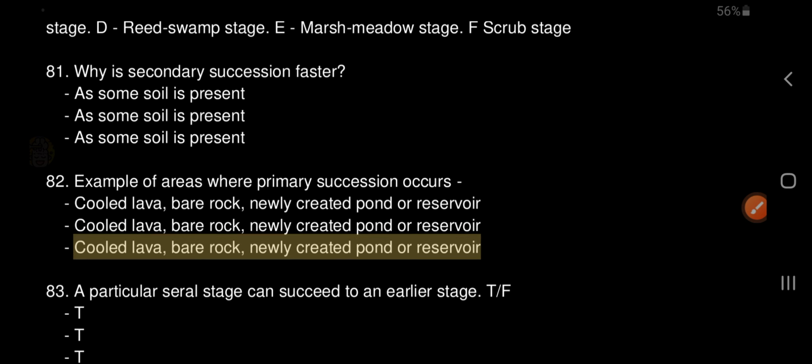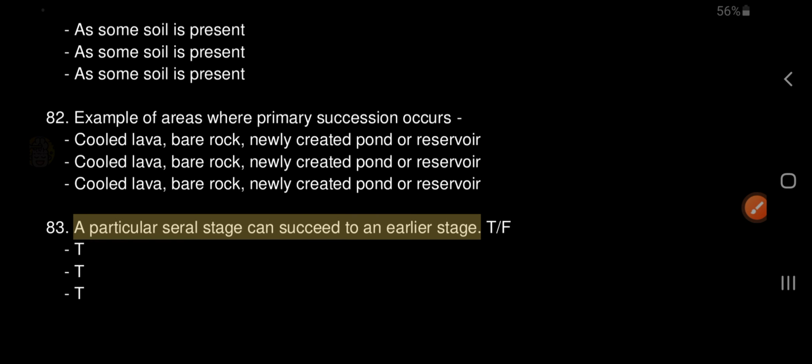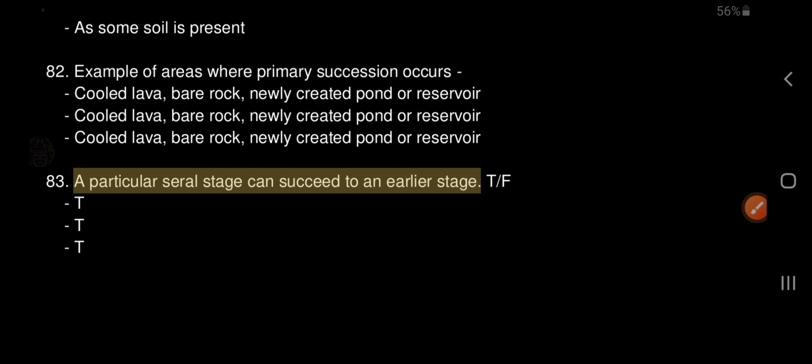83. A particular serial stage can succeed to an earlier stage. F.